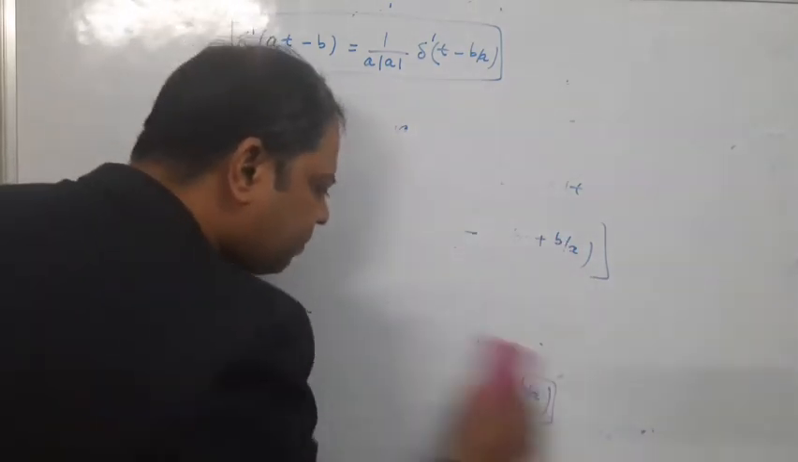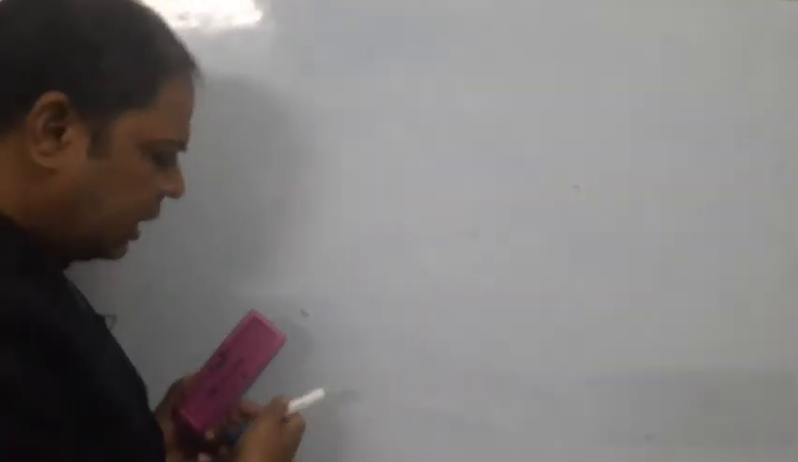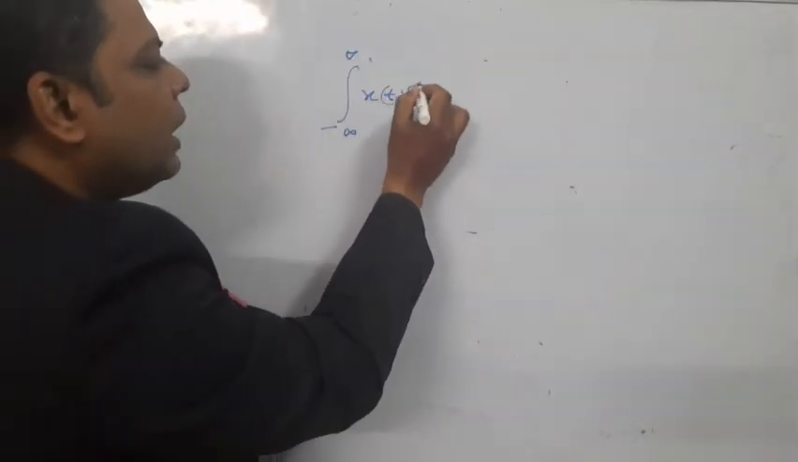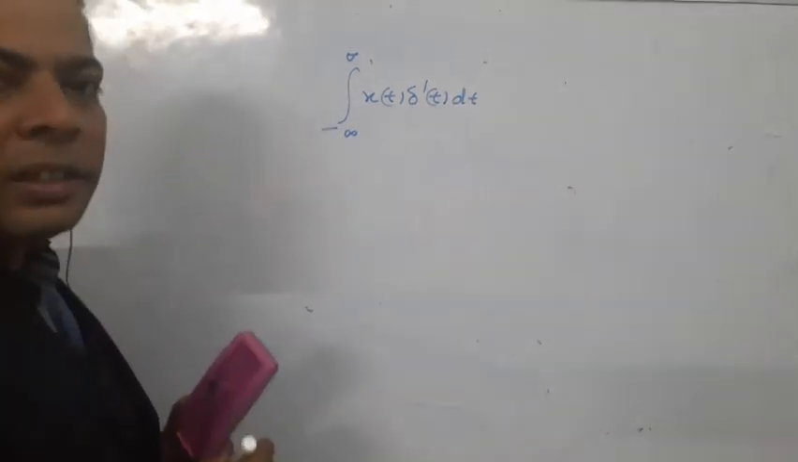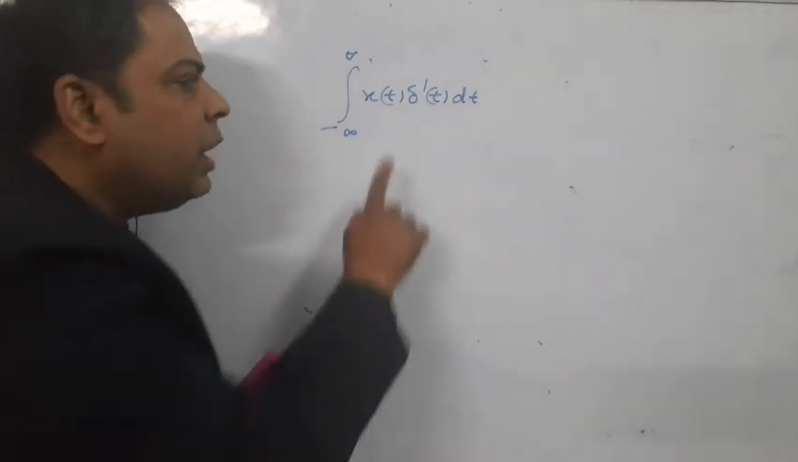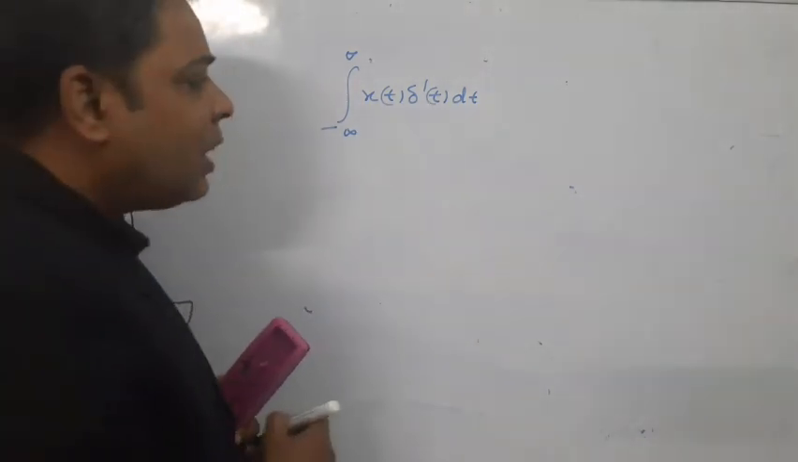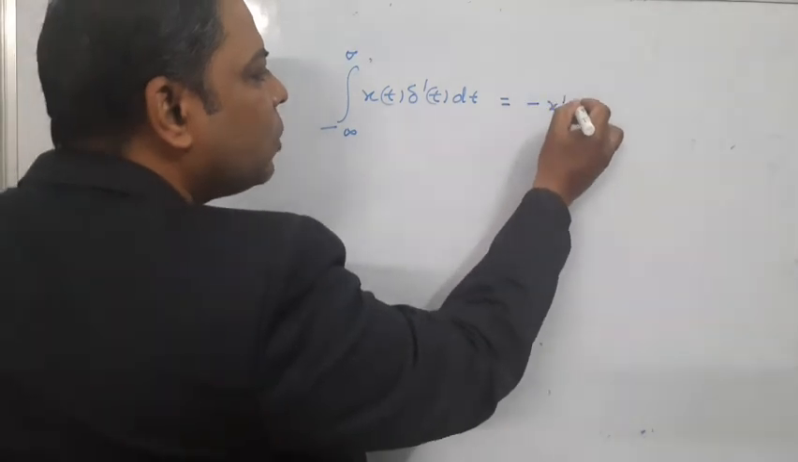What is the next property? Look, suppose you have the integration of any function x(t), integration from minus infinity to infinity of x(t) δ'(t) dt. What will be the result? It is very simple. The result is nothing but minus x'(0). So this is also another very important property in case of a doublet function.